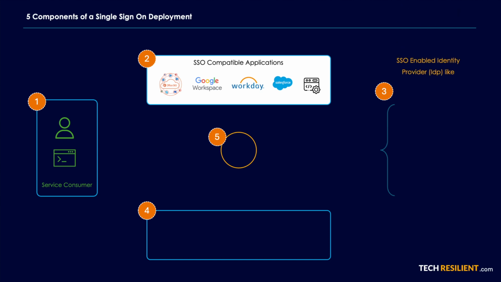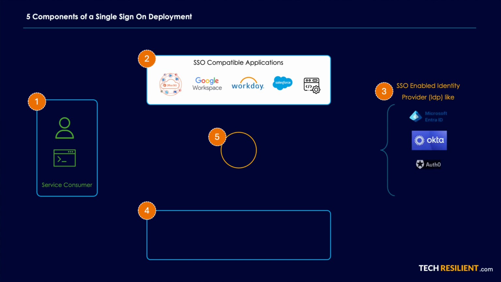The third component is SSO enabled identity provider, or IDP. And this identity provider can authenticate and authorize your users, and also is compatible with SSO protocols and can integrate to applications using SSO protocols. Example of these type of solutions are Microsoft Entra ID, Okta, Clerk, or any other application like Auth0, Jump Cloud. There are many different identity providers that can provide this sort of capability.